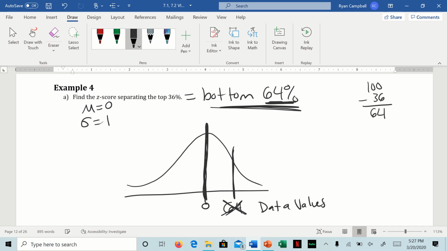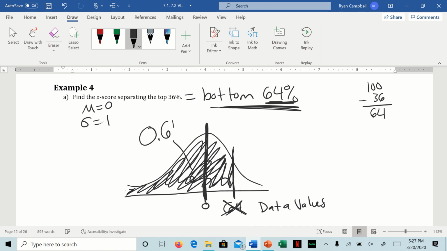Is 64% a data value? No, it's a percentage, right? So the percentage goes up here. And since we came from the left, we're going to shade to the left. And this is our 64%, or if you put in a probability, 0.64. And this is what we need to find, which is good, right?